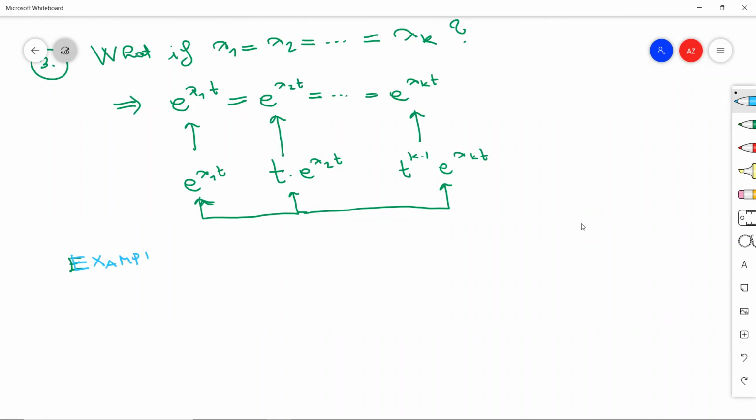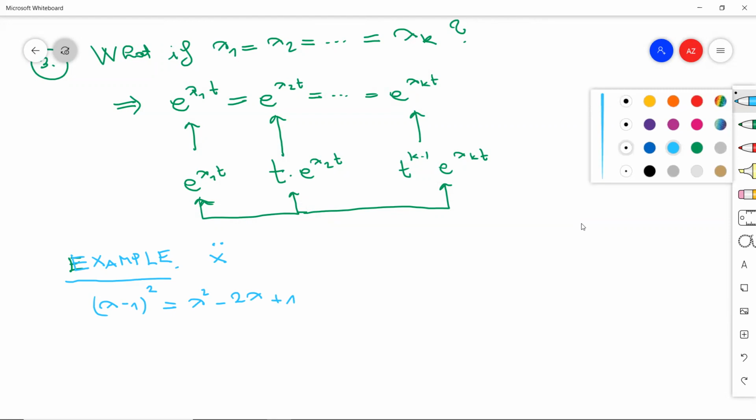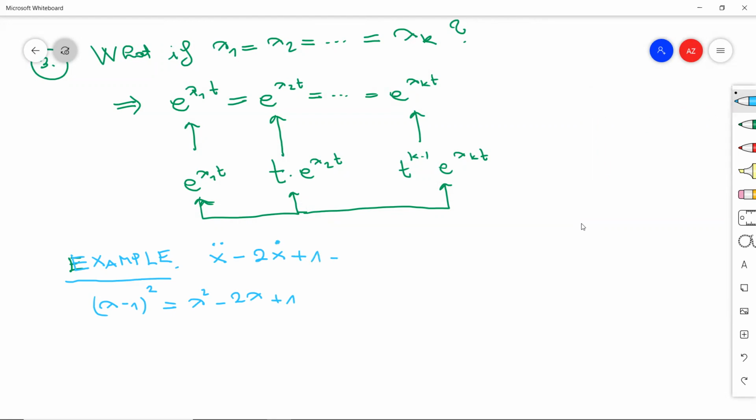It's not a very difficult derivation. It's a one-line derivation, but let's keep it. You will have it in the notes. But let's say that we are solving the differential equation x double prime minus... I will prepare the corresponding polynomial. So (lambda minus 1) squared is lambda squared minus 2 lambda plus 1. So let our differential equation be x double prime minus 2x prime plus 1 is equal to 0. So this is our initial differential equation.